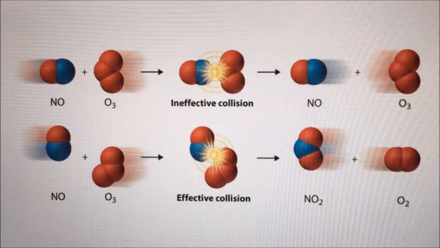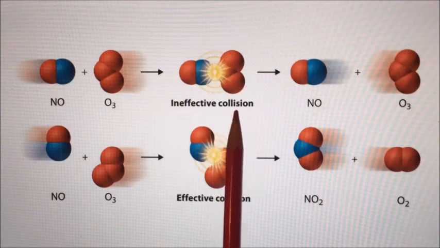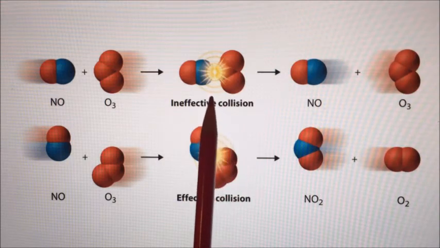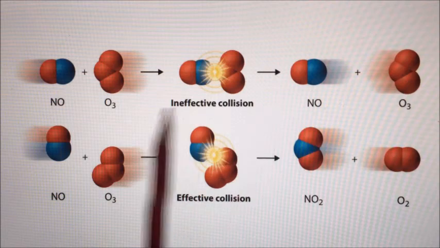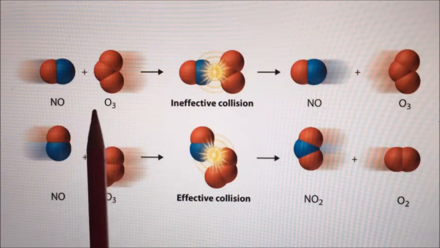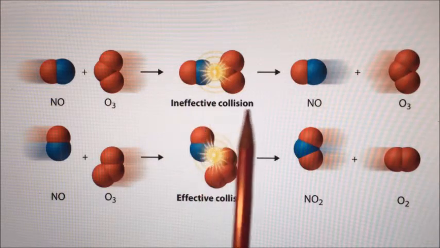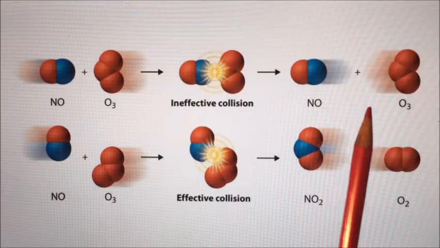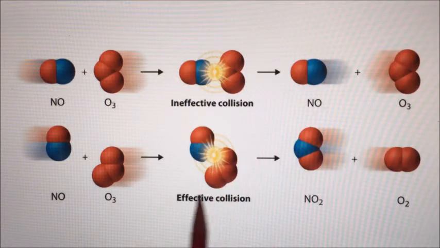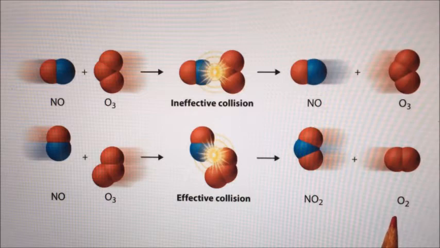Here's what I mean by effective collision. In this case, we have an ineffective collision up at the top here. What I mean by ineffective is that our products were not different than our reactants. So what we ended up having was NO plus O3. They hit each other, but not at the right orientation, and our products didn't change. In an effective collision, we have NO and O3. They hit each other at just the right angle to yield new products, NO2 plus O2.